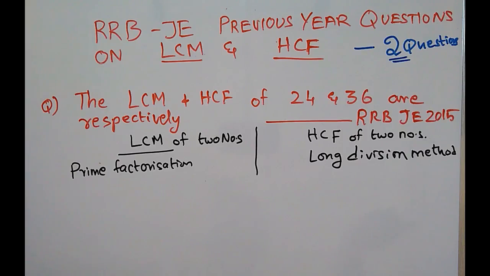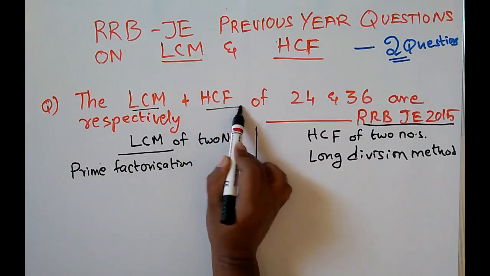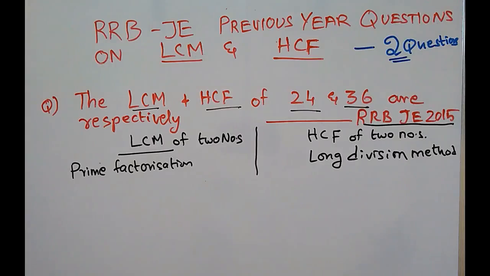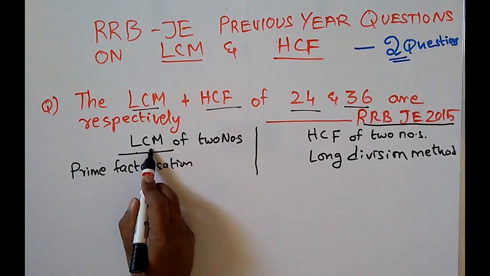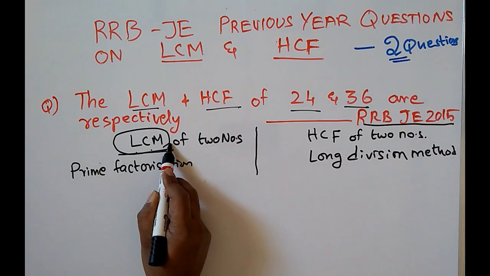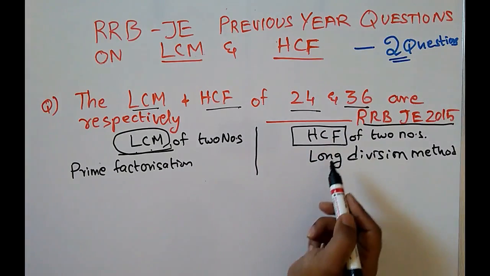We will understand better if we see a problem in LCM and HCF. Without wasting our time, let us see a question from previous year RRB JE 2015. The question asks for the LCM and HCF of 24 and 36. So what is LCM? Least common multiple. And HCF is highest common factor.